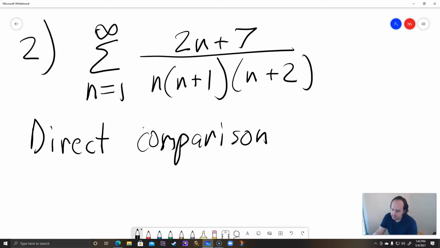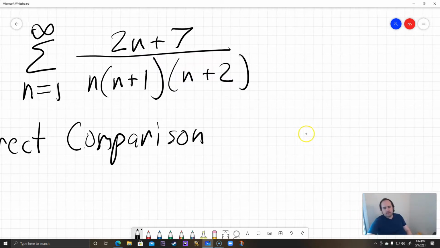So for that one, basically what we need to do is compare this one to something that's simpler, something like a p-series. So I want to compare this to a p-series. I'm going to start out by simplifying this a little bit.